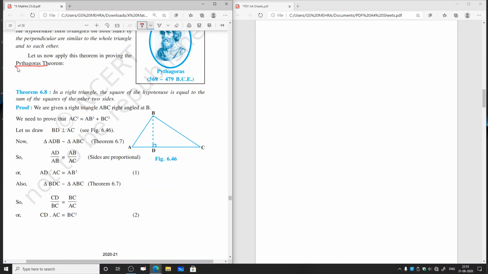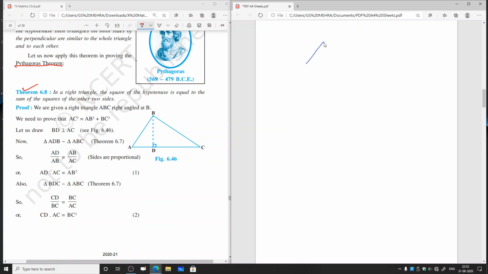Pythagoras theorem. Theorem 6.8 is the Pythagoras theorem. In a right triangle, the square of the hypotenuse is equal to the sum of the squares of the other two sides. So first of all, to prove this, we'll draw a right triangle ABC, right angle, let's say angle B.